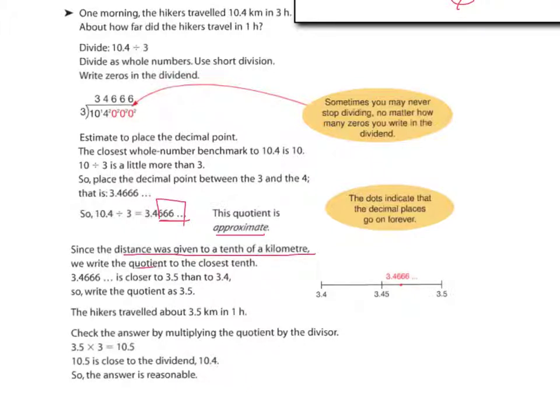Okay? And again, because in this question the distance was given to the tenth of a kilometer, we would write the quotient or the answer to the closest tenth. So we would round 3.46 repeating to 3.45.